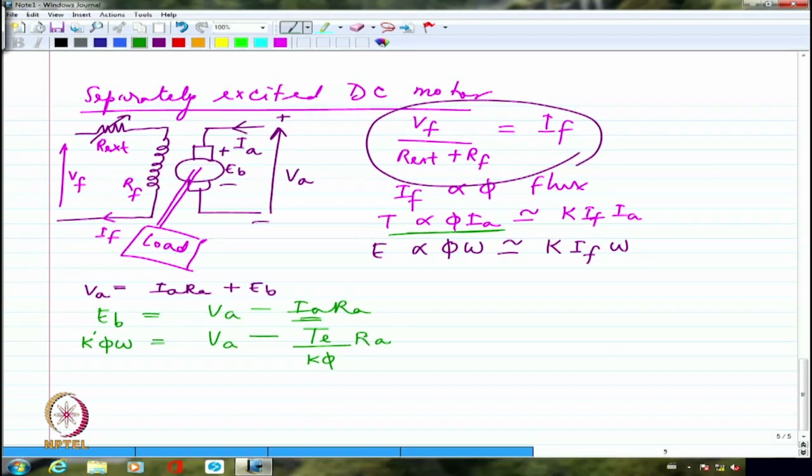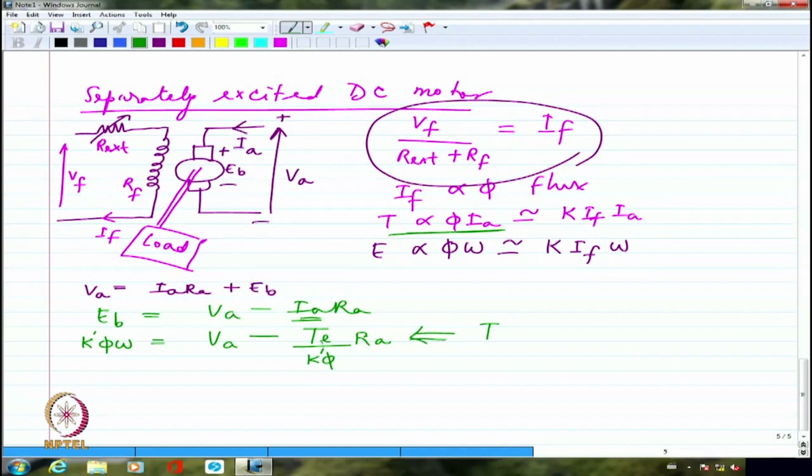This gives me the torque speed relationship of a separately excited DC motor. So this is the governing equation for the torque speed relationship of a separately excited DC motor. This is essentially the important relationship for a machine which is working as a motor. I can write this as K dash. So this is the back EMF constant or torque constant.